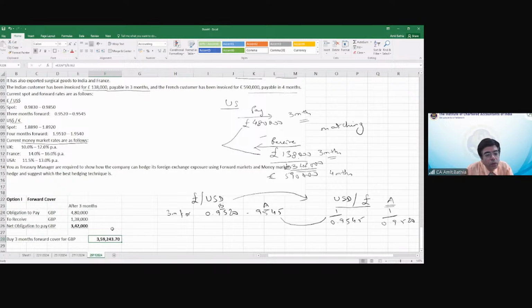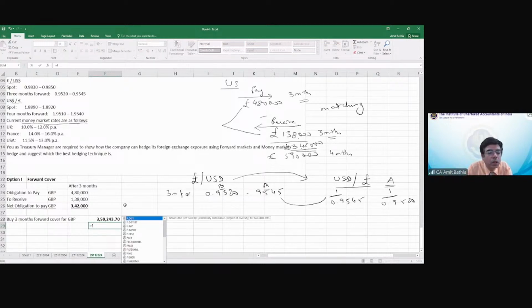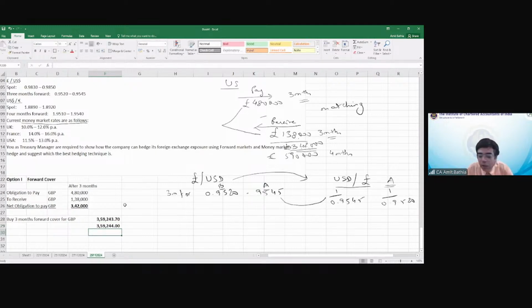Are you all with me? Now I cannot have in points, so I can always round it off. Equal to round off this 0, right? So it becomes 359,244. In the examination, even if you write 0.70, it's okay. I'm rounding up to 244.